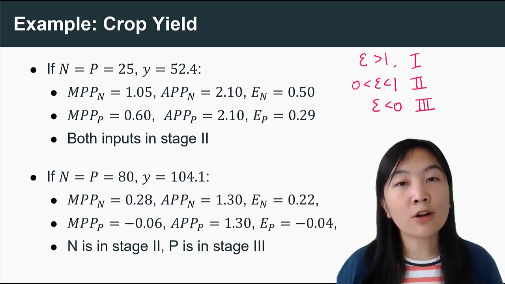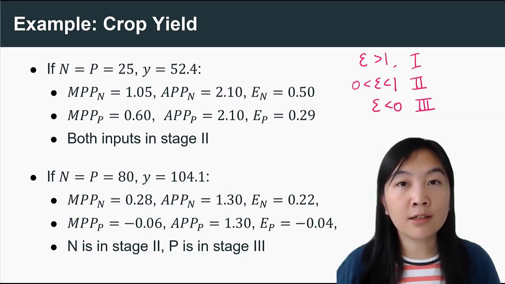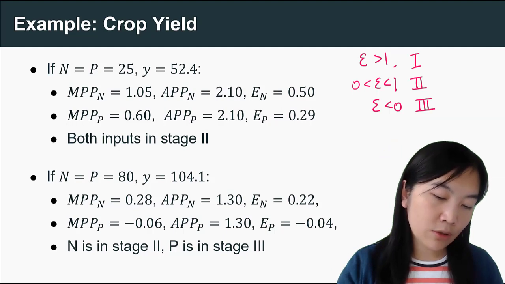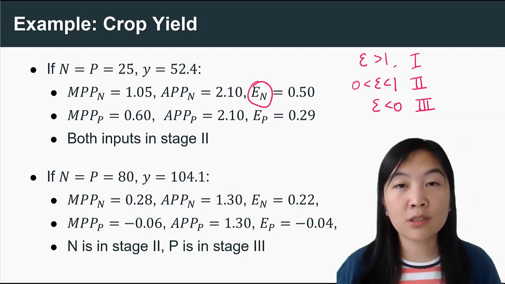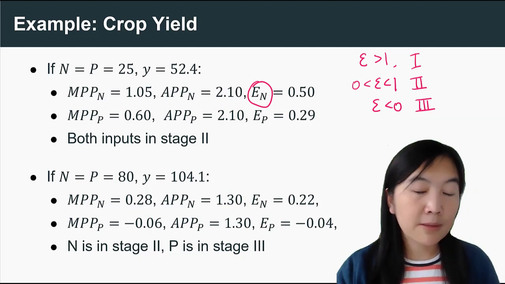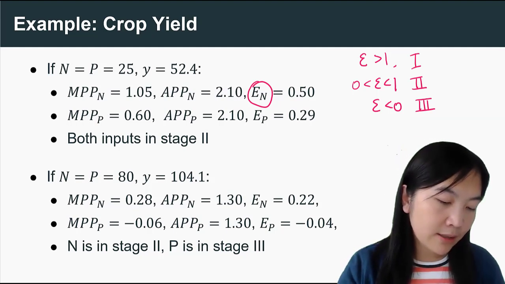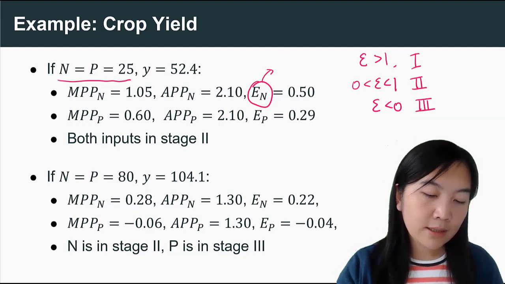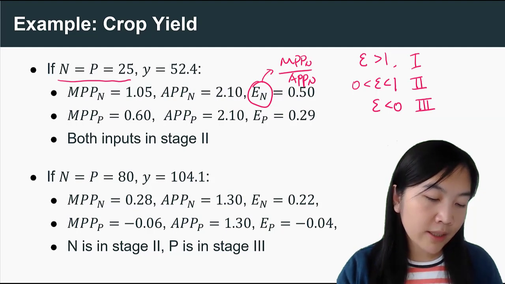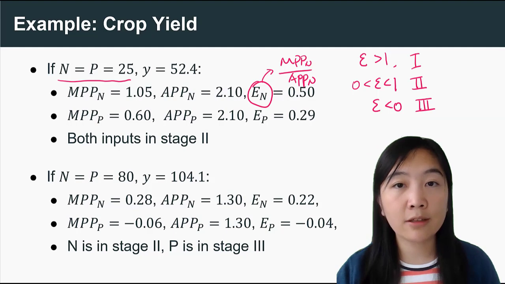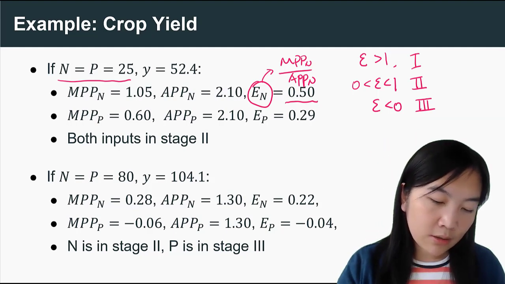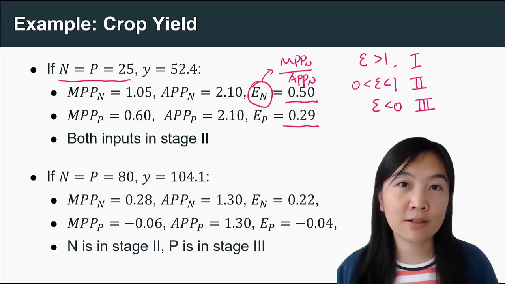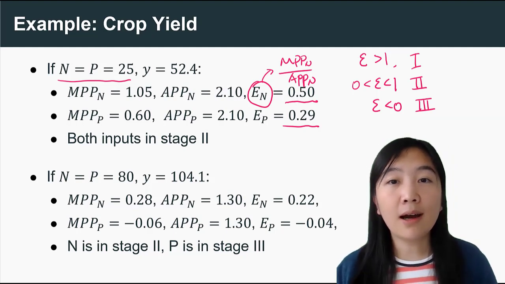Again, let's use the crop yield example. We already learned how to calculate the MPP and APP for those two inputs, P and N. To calculate your elasticity, you just take the ratio of MPP and APP, using the MPP and APP equations we have derived. If I give you specific P and N values, then you can write this EN, which is the elasticity here, and you calculate the value for MPPN and the value for APPN. Then you will be able to calculate the elasticity. So here we have the elasticity for both N and P, and we notice that the two elasticities are both between 0 and 1, which means that both inputs are in stage 2.